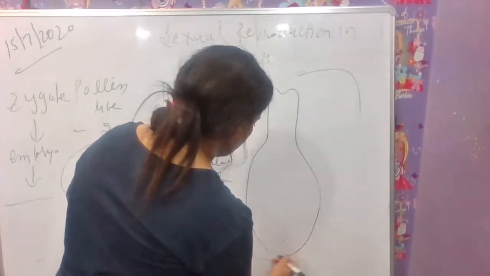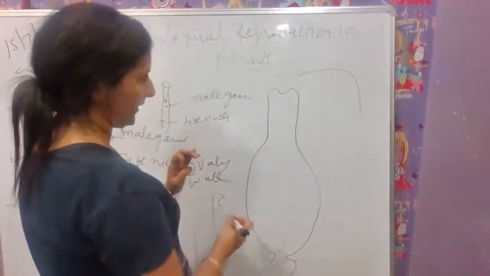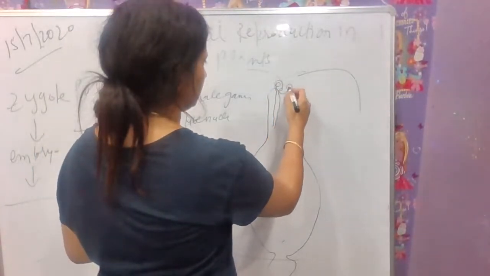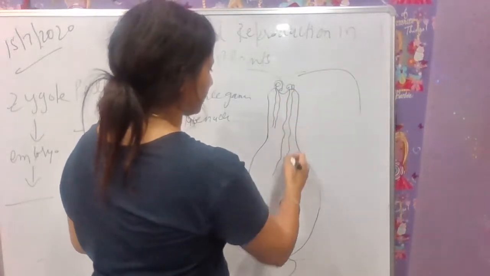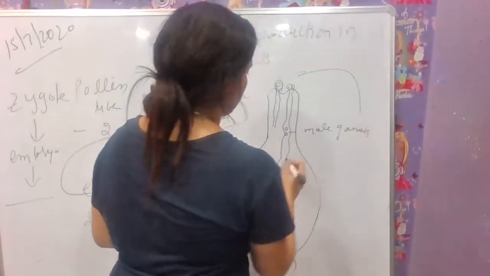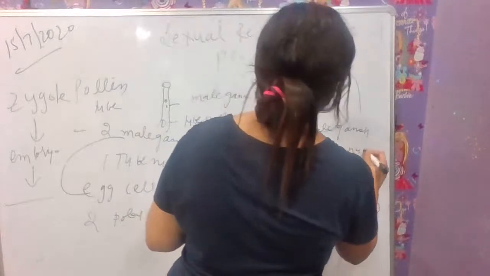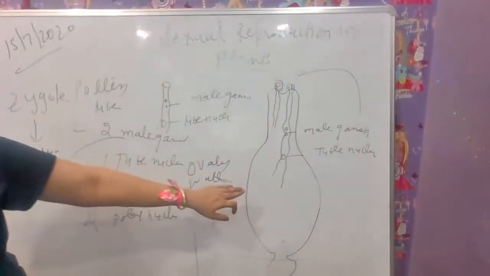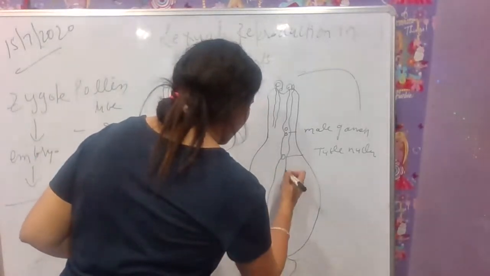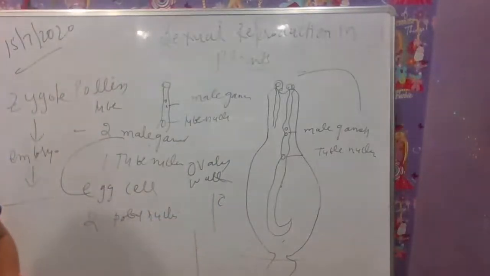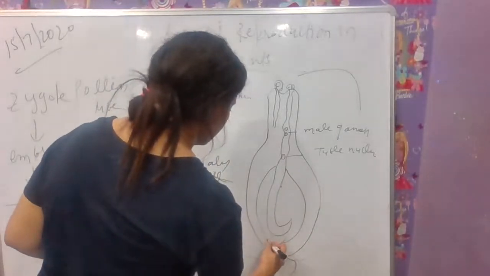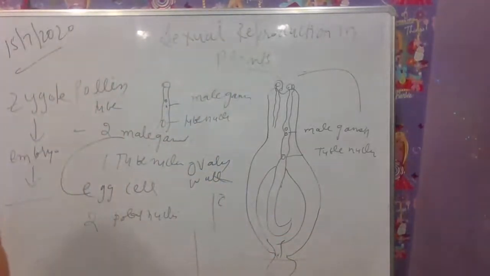So that it should be clear to you. Okay, here pollen grains are present. The pollen tube passes, which consists of male gametes and the tube nucleus. Okay, it will just pass, then it will be passed into the micropyle end. Okay, micropyle end where it is present. Okay, it is present here.